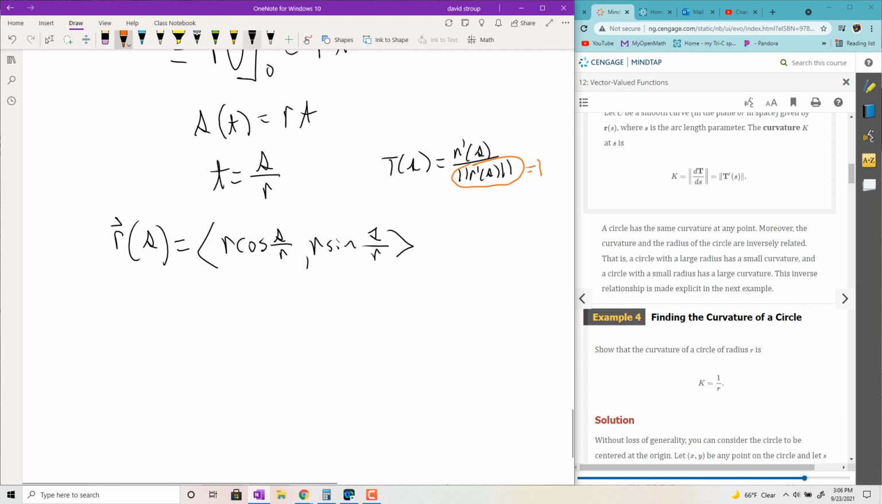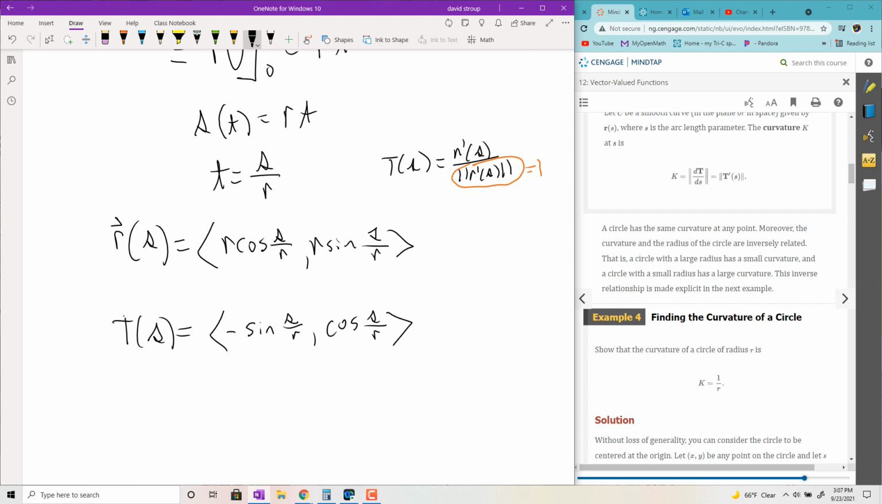Okay, so t of s is just going to be r prime of s, right? So t of s will just be negative r sine s over r times 1 over r, so it'd just be a negative sine of s over r, and then r cosine s over r times 1 over r, which would just be cosine of s over r. Okay.